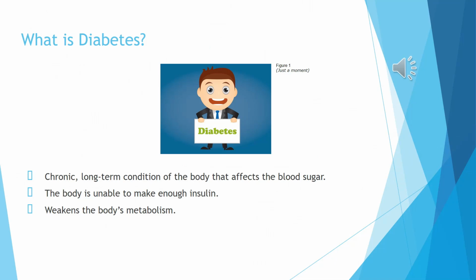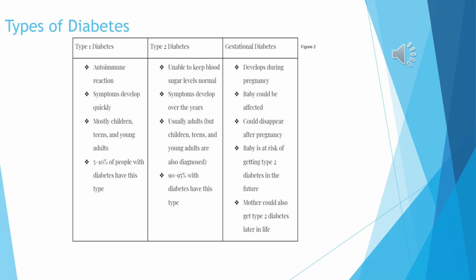Diabetes is a chronic condition that affects the way our bodies process glucose, a sugar used for energy. It occurs when the pancreas does not produce enough insulin. Insulin is a hormone that regulates blood sugar levels. Common types of diabetes are type 1, type 2, and gestational diabetes.